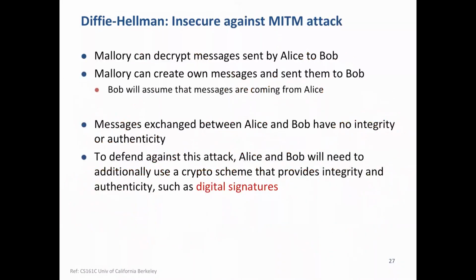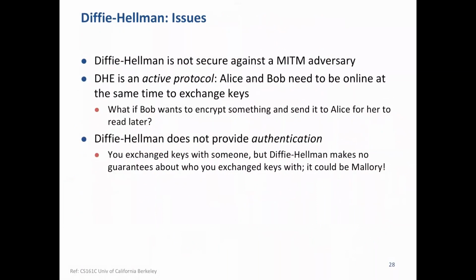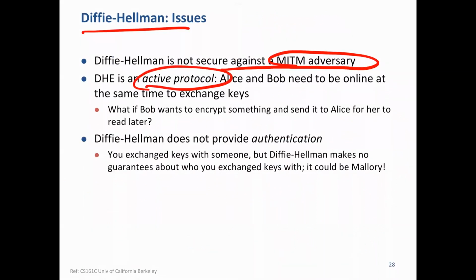Now we'll study in future something called digital signature to prevent this kind of man in the middle attack. So the issue with Diffie Hellman is that this algorithm is not secure against man in the middle attack. Now Diffie Hellman is an active protocol. When we say active, it means that key generation is only for a short period. The key lifetime is only for a very short period, right? So it means that Alice and Bob need to be online at the same time for exchanging keys.